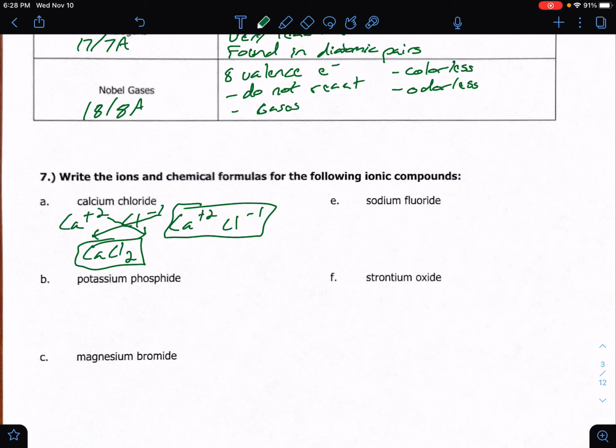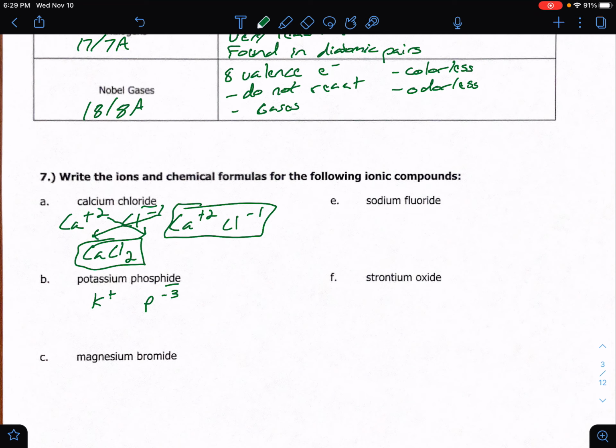Now we're going to do B, potassium phosphide. If you just see IDE on the end, like in all these examples, that means you are simply dealing with the element, phosphorus. It's just going to be phosphorus with a -3 charge, and potassium is going to be K with a +1 charge. So there's part of your answer right there.